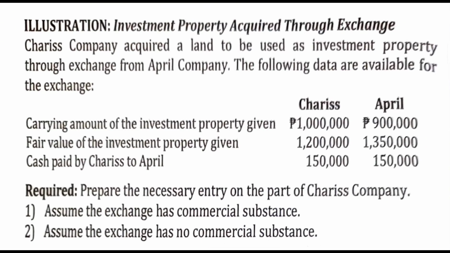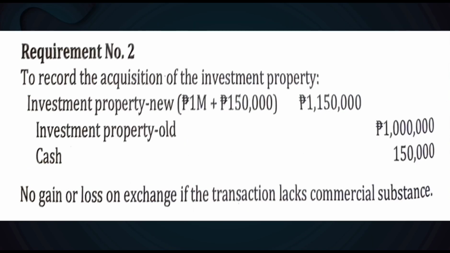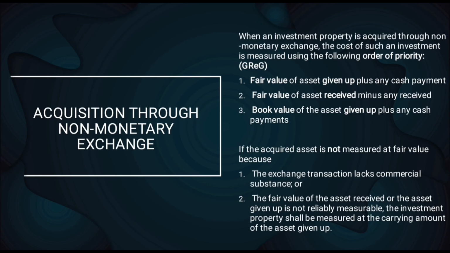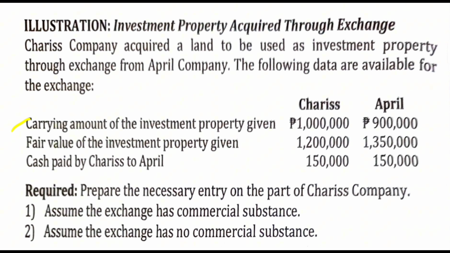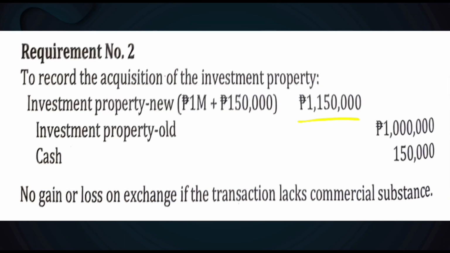Next, requirement number 2, assume the exchange has no commercial substance. So this is the solution for requirement number 2. To record the acquisition of the investment property, investment property new cost is 1,150,000. So that is how we got it. Remember it is stated here that if the exchange transaction lacks commercial substance, the investment property shall be measured at carrying amount of asset given up. So we take the carrying amount of investment property given, we have 1 million and then cash payment of 150,000. Then we add 1 million plus 150,000, then we have 1,150,000. Then credit investment property old cost 1 million and then cash 150,000. Then take note that if the transaction lacks commercial substance, there is no gain or loss on exchange.